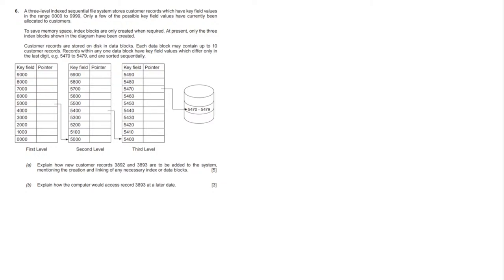Customer records are stored on the disk in data blocks. Each data block may contain up to 10 customer records. Records within any one data block have key field values which differ only in the last digit. 5470 to 5479 are stored sequentially. Sequentially means in order, remember? Okay, so the first question says, explain how new customer records 3892 and 3893 are to be added to the system, mentioning the creation and linking of necessary index or data blocks.